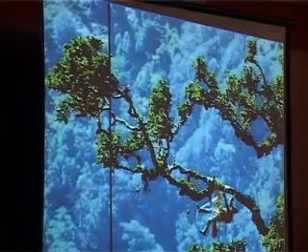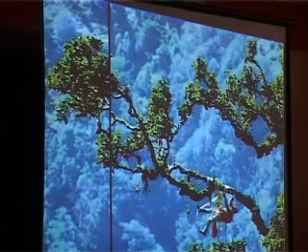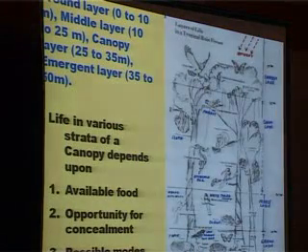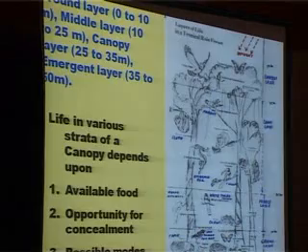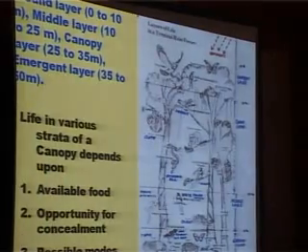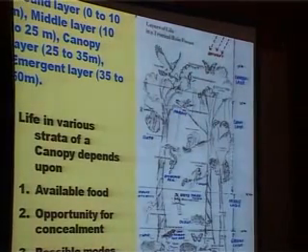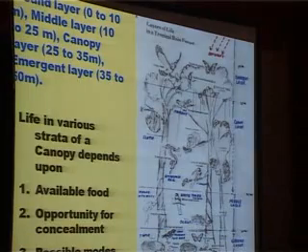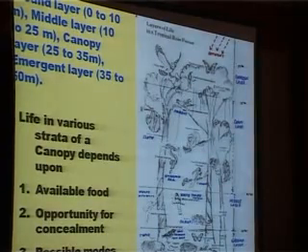Next one. One scientist is collecting samples from the tree. Background is a thick rainforest. Next one. So, life in every stratum of the canopy depends upon available food, whatever food is available in that zone. Then opportunity for concealment. If there is an attack by the enemy, you should hide. So there should be some opportunity to hide. And possible modes of locomotion. To go from here to there, there should be some routes available. So life in that particular zone depends on all these things.